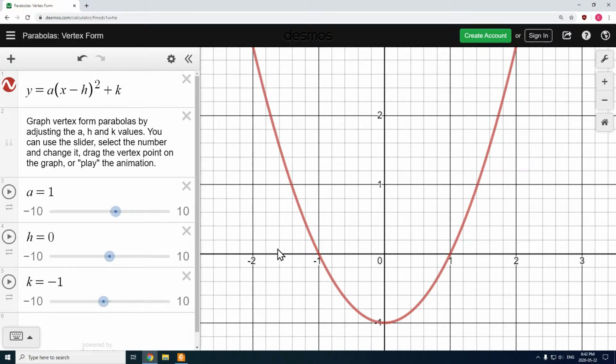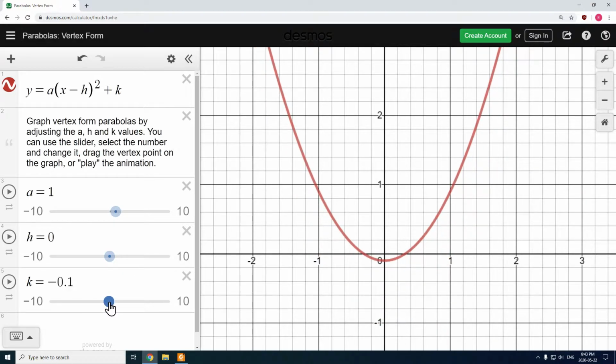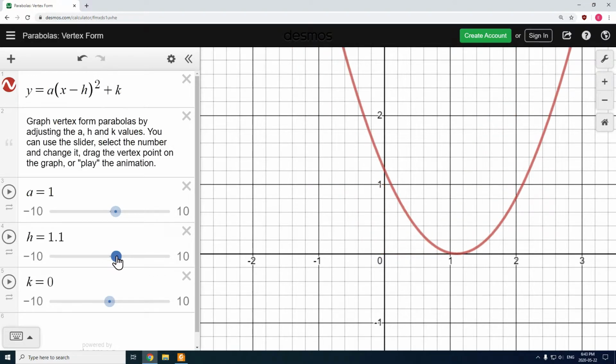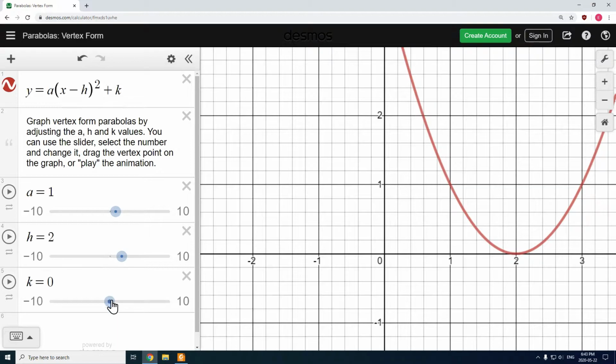Now, if we know how much our parabola has been slid, left or right, and up or down, we actually know where the vertex is. And that's why it's called vertex form, is it gives you the coordinates of the vertex. Let's do an example here. Let's make h a 2, and let's make k a 1.